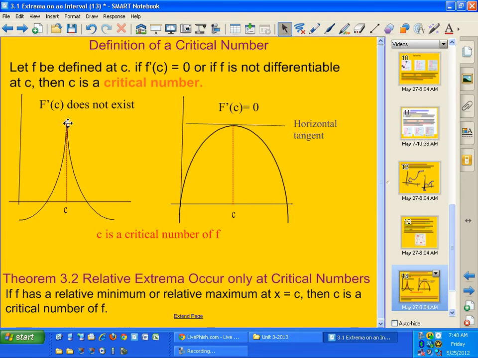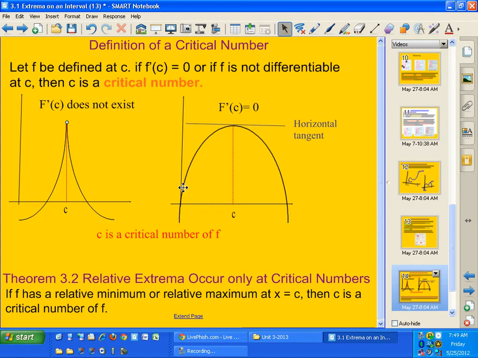The first one is when f prime of c does not exist. So at some value there's a point, but the derivative doesn't exist, so we have to check and make sure that there isn't a maximum or a minimum there. And also we can set it equal to 0, and we will find out that there's a horizontal tangent there, and those are both ways to find critical numbers. So if f has a relative minimum or a relative maximum at c, then c is a critical number of f. This is basically saying that if we can find a horizontal tangent or a place where the derivative does not exist, then there's the possibility of a maximum or a minimum.